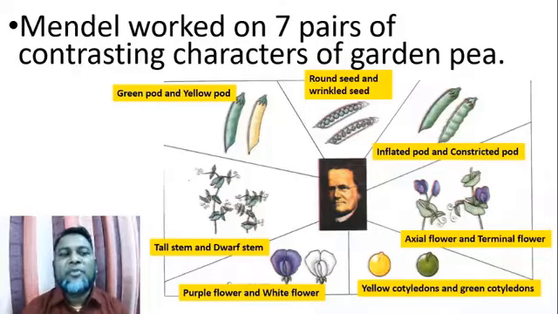Mendel worked on 7 pairs of contrasting characters of garden pea. In this figure, 7 contrasting characters are shown: round seed and wrinkled seed, inflated pod and constricted pod, axial flower and terminal flower, yellow cotyledons and green cotyledons, purple flower and white flower, tall stem and dwarf stem. At last, green pod and yellow pod.